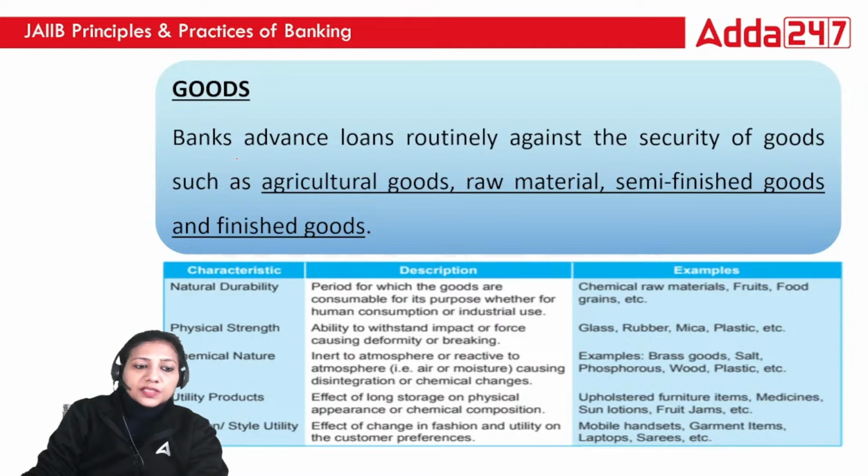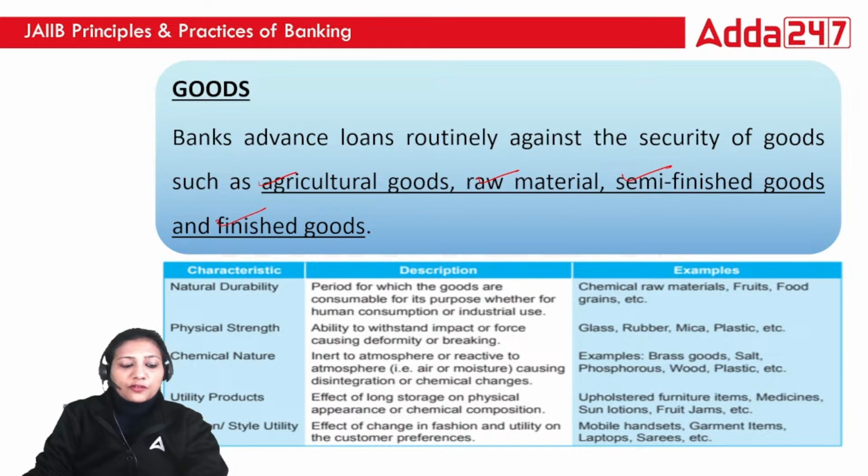Now we will see that we also give loans for goods. Goods could be of different kinds. It could be agriculture goods, raw materials, semi-finished goods and finished goods. Depending upon what goods you are taking, their features and descriptions will be different. So before giving a loan, you have to understand what kind of business the customer is into and what will be the feature of that particular good for which you are giving the loan.